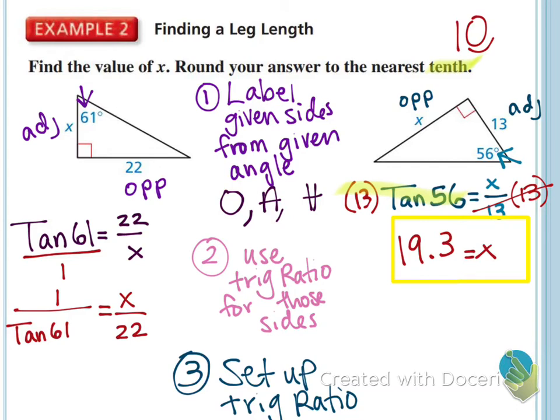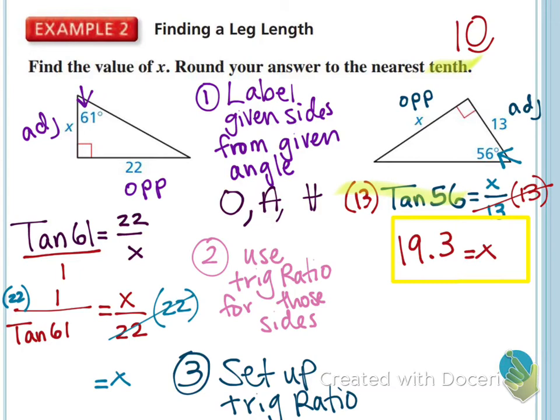Okay, now 22 is on the bottom, right? So x is being divided by 22. What is the opposite of dividing by 22? Multiplying by 22. So on both sides, multiply by 22. If you have a Casio, you're going to type in 22 times. You have a fraction button. Once you hit the fraction button, write tangent of 61, and then stop what you're doing. So 22 times, and then just fraction, 1 over tangent of 61.